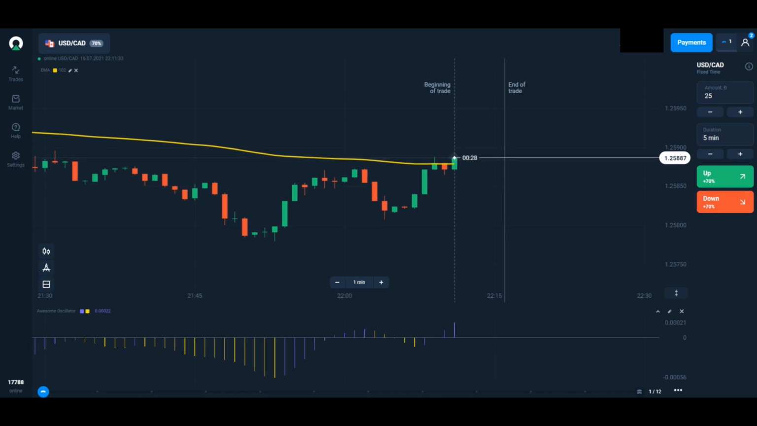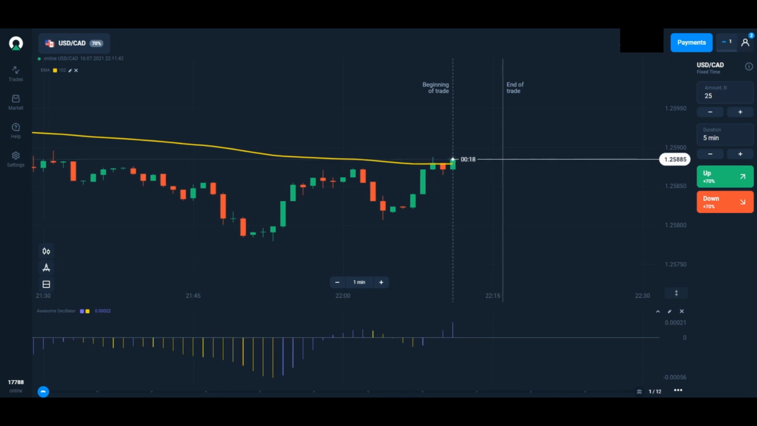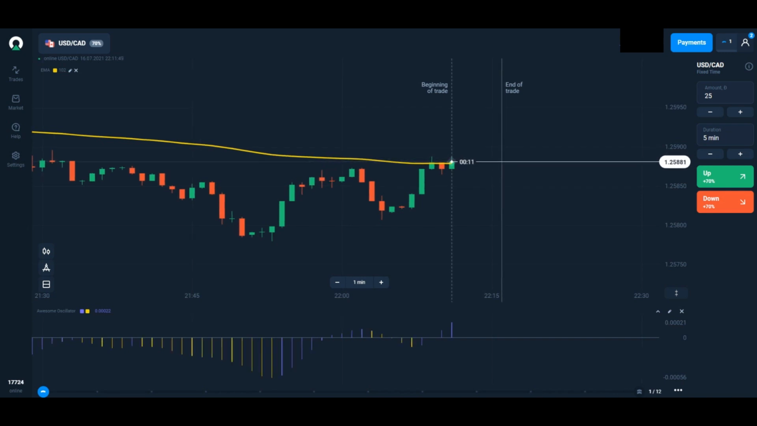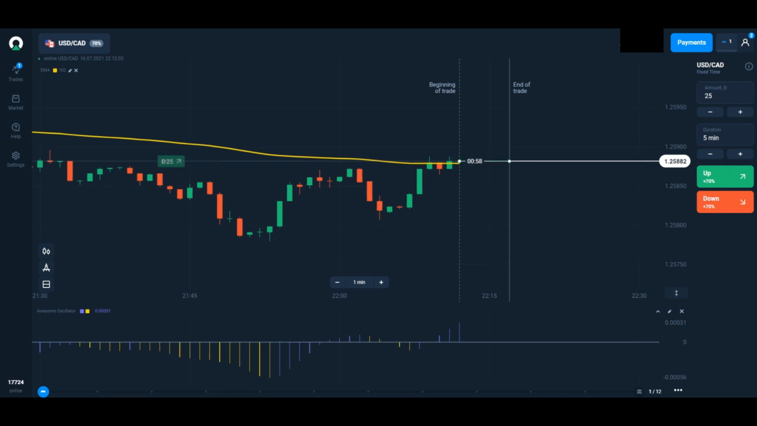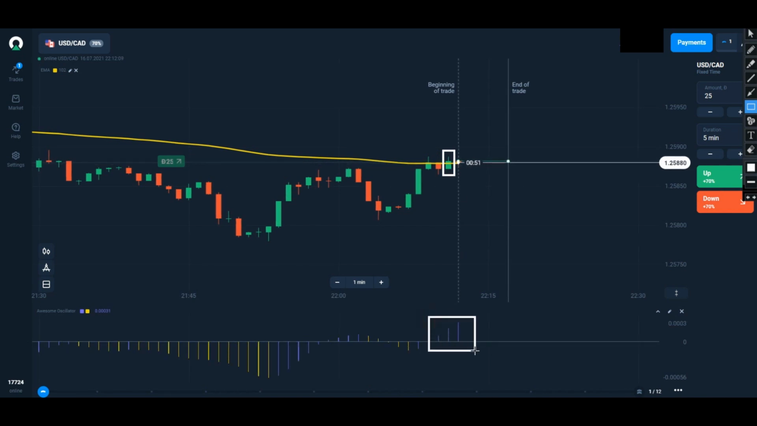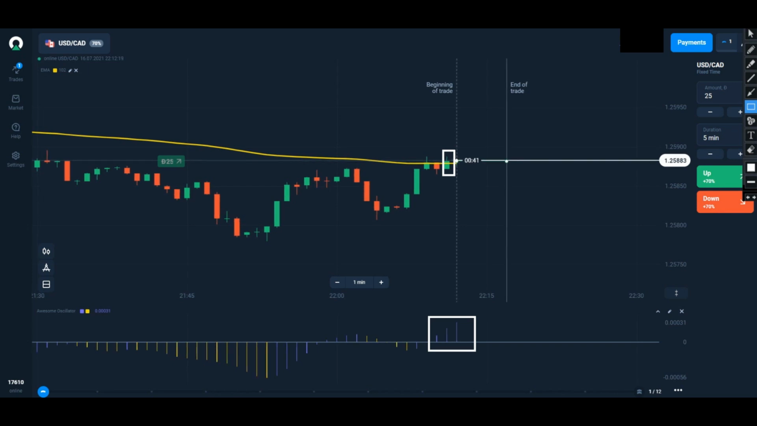Here will be a perfect buy trade setup, if the current candle closes above the moving average line. Here I have taken a buy trade because price crossed the simple moving average line from lower to upper side, and at the same time the awesome oscillator below also shows bar momentum from lower to upper side, as our recommendation. Now let's wait for the result.